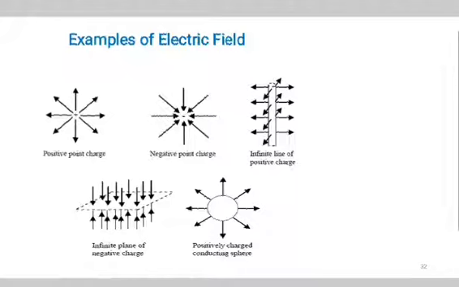So these are the examples of electric field. The first one shows a positive point charge, the second one a negative point charge, the third diagram shows an infinite line of positive charge, the fourth diagram shows an infinite plane of negative charge, and the last one is a positively charged conducting sphere.